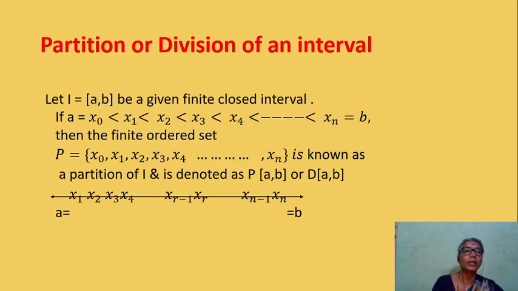What is I? I equals the closed interval [a, b], and the partition is denoted as P of [a, b]. P represents the partition of the closed interval [a, b], or we say D of [a, b], where D represents division of an interval. So we write D of the closed interval [a, b]. I have put a real line here with points x1, x2, and so on, xn. The initial value is represented as a and the end point as b.